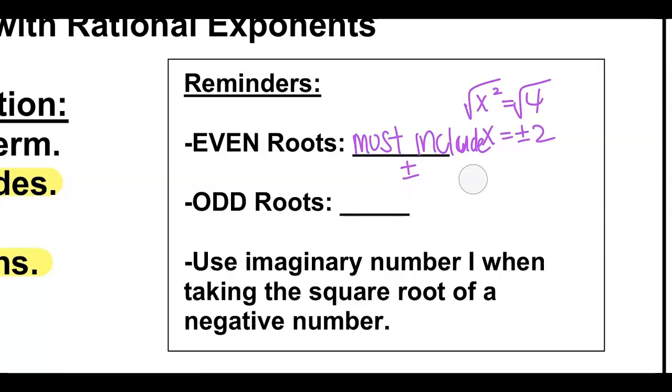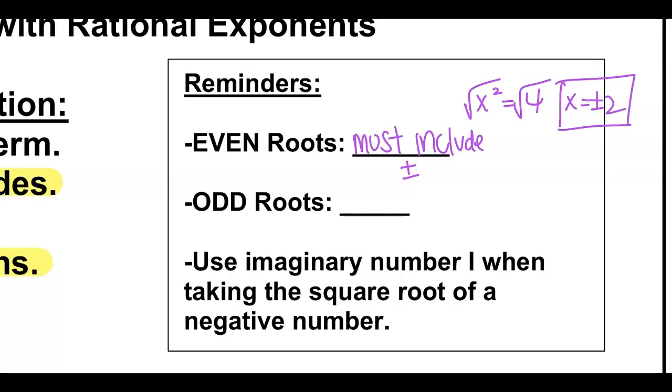Let me rewrite that a bit. Must include your plus or minus symbol. When you solve this, we got plus or minus 2 at the top. That's what we want to make sure we include.